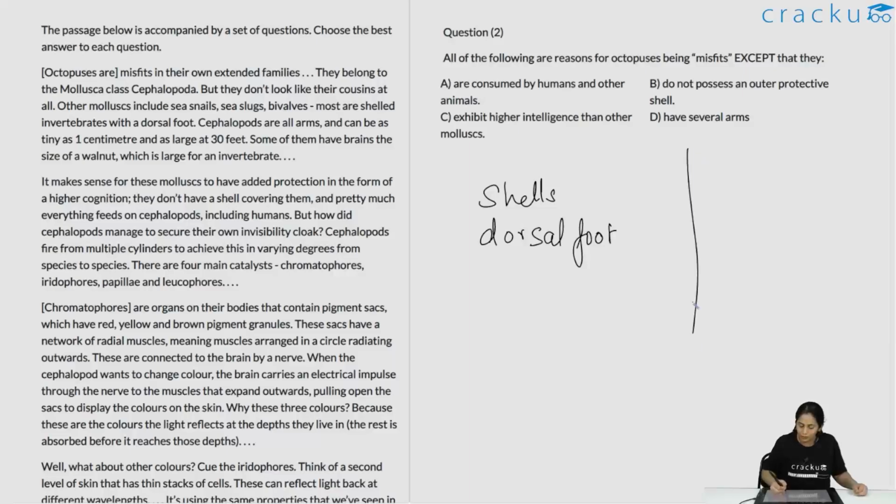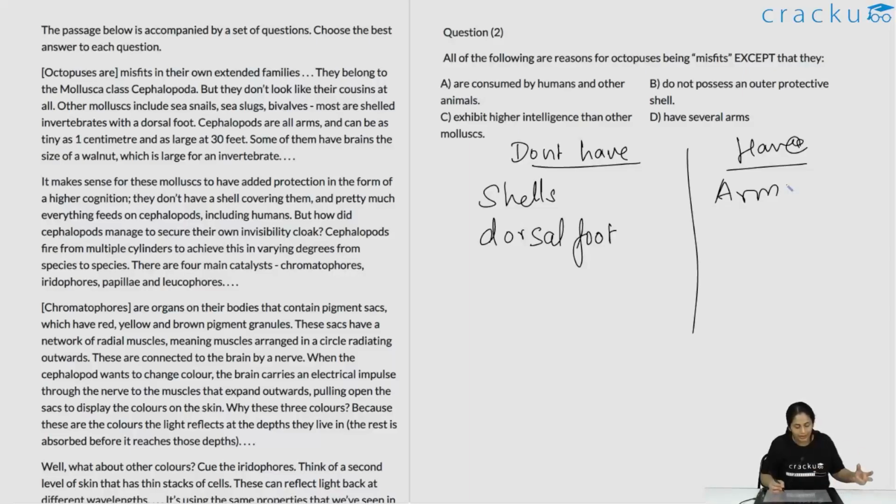Cephalopods are all arms. So basically, octopuses have arms, which these guys don't have. They don't have the dorsal foot, they don't have the shells, and they can be as tiny as 1 centimeter and as large as 30 feet. Some of them have brains the size of a walnut, which is large for an invertebrate, so large brains. So these are the differences that are given as compared to their cousins, other mollusks.